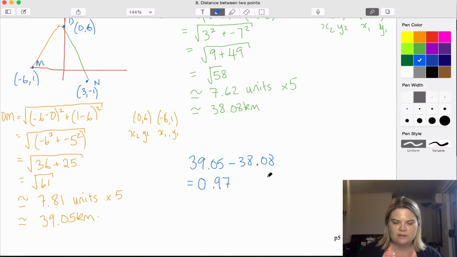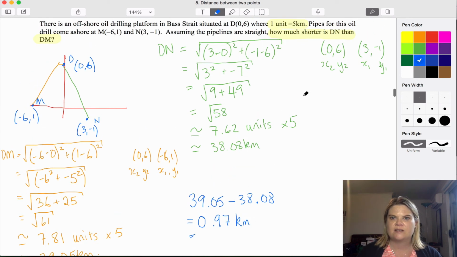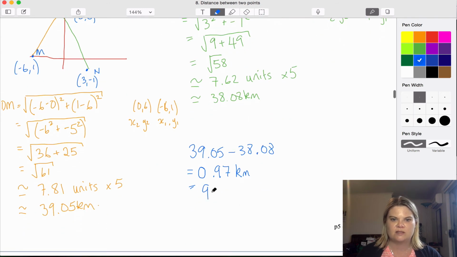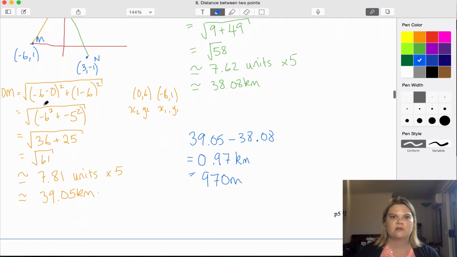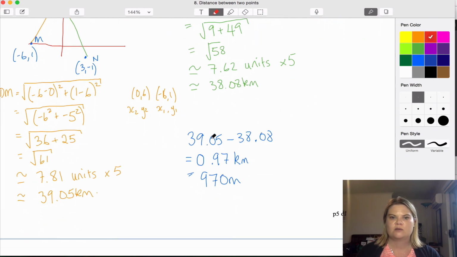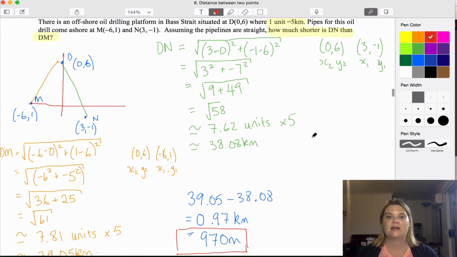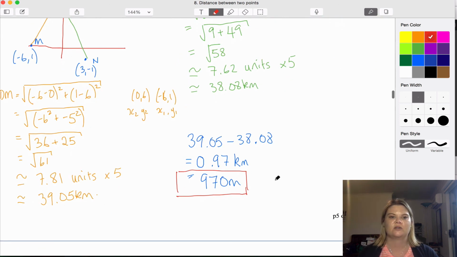So it doesn't look like a 0.97 kilometres. And it doesn't say our answer has to be in kilometres, it just says how much shorter. So I'm going to put that into metres because it looks nicer in metres. 970 metres. Final answer. It can be useful when you're doing all this working to put your final answer inside a box. And as this is a worded problem, you could even write it out in words. DN is 970 metres shorter than DM.